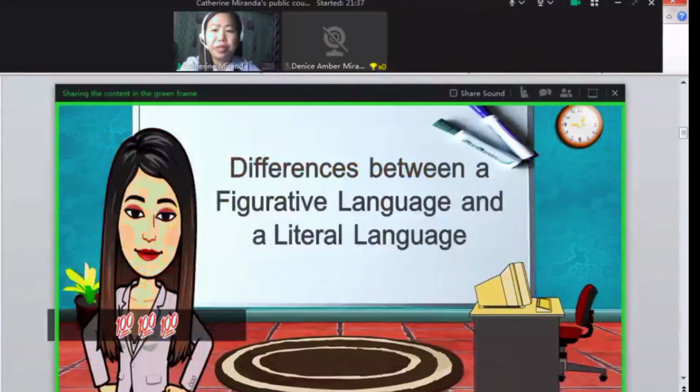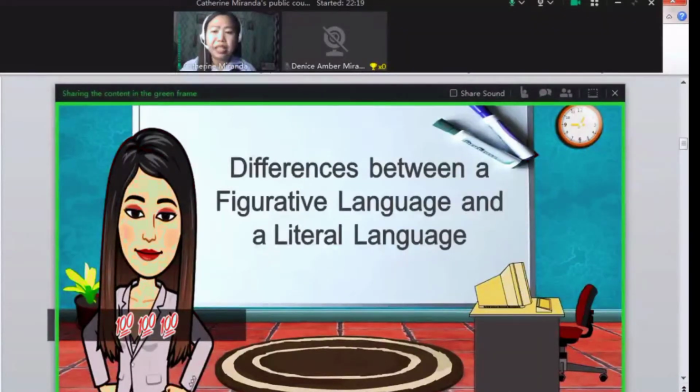Let us proceed. The words we use both in written and oral communication are forms of expression. The type of language we use depends on what we are trying to convey. Sometimes our goal is to be straightforward with our statements, while at other times our aim is to make readers think or draw a conclusion. In this video, we will be pointing out the differences between a figurative language and a literal language.